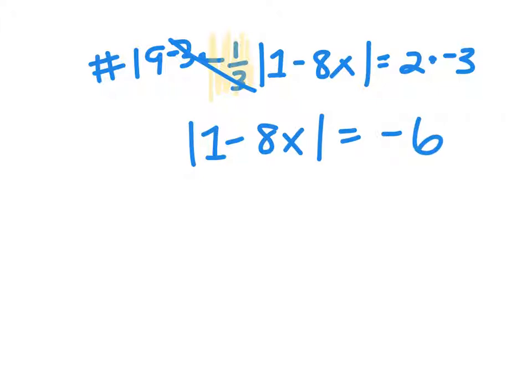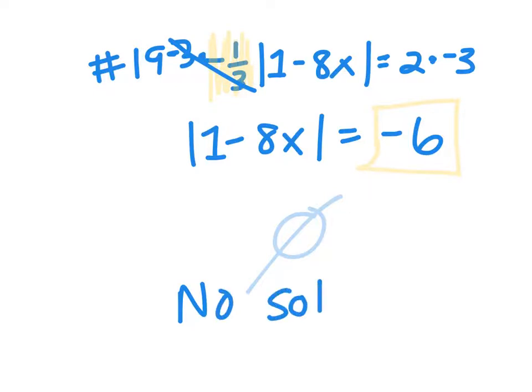equal to negative 6. Since this absolute value is equal to a negative, I know that I can't have anything taken the absolute value of and equal a negative. It's not possible. Absolute values are always positive. So my answer for this one is that there are no solutions. There's no value of x that'll work to give me an absolute value that's negative.